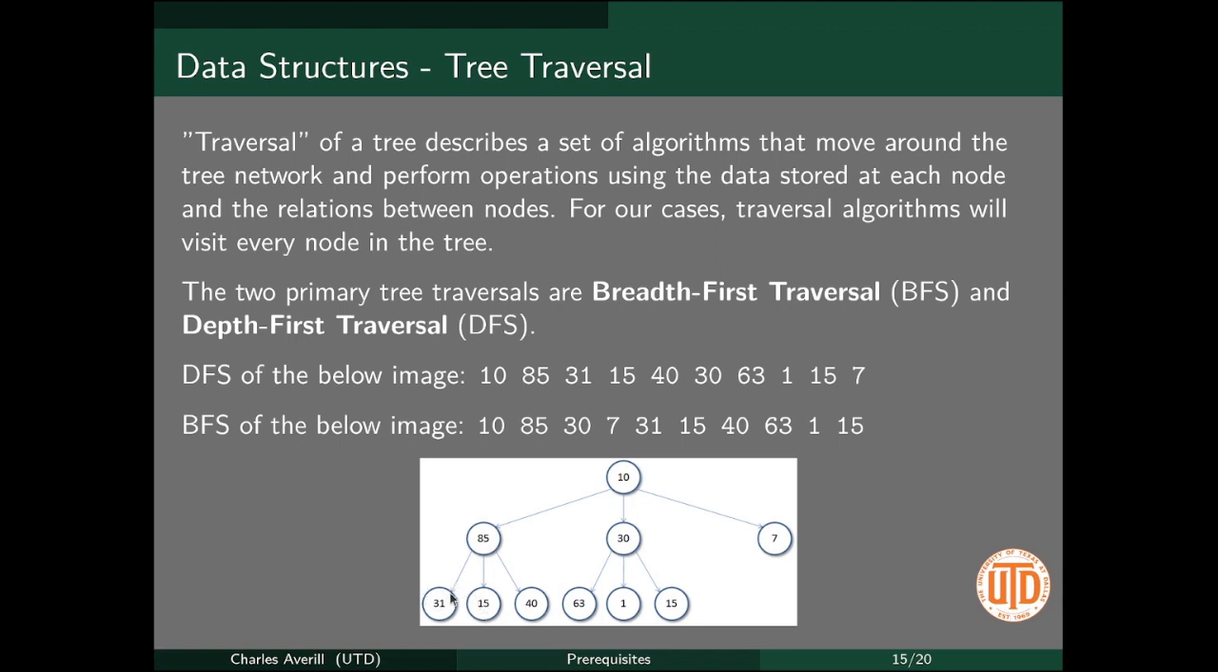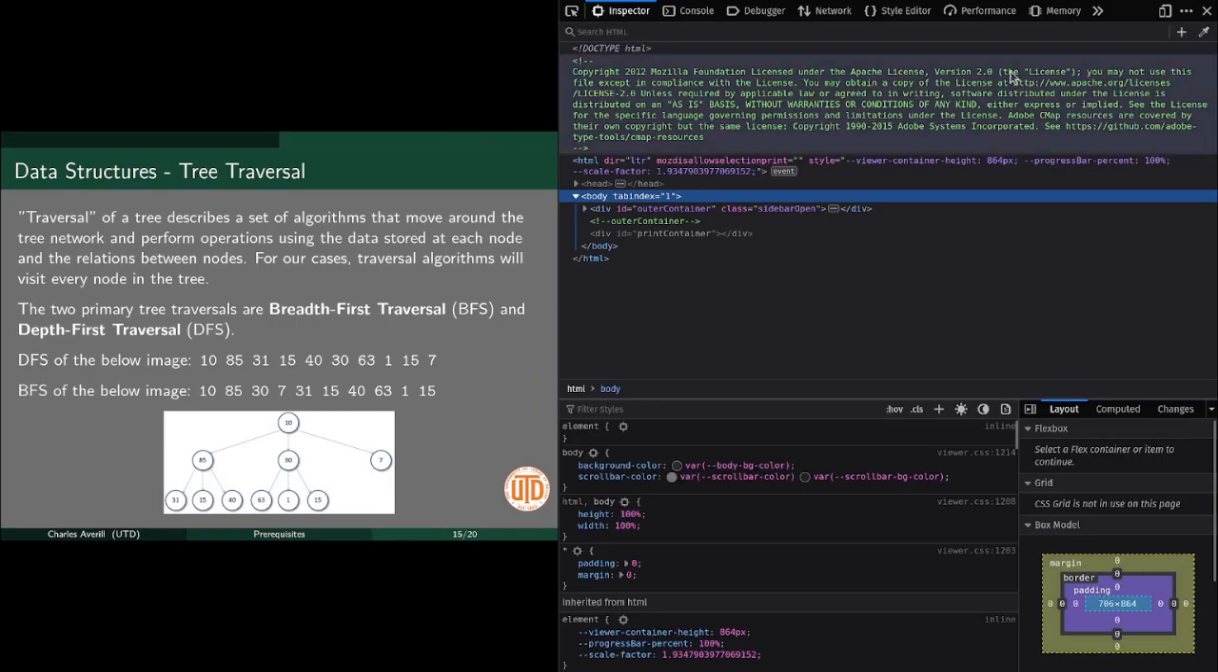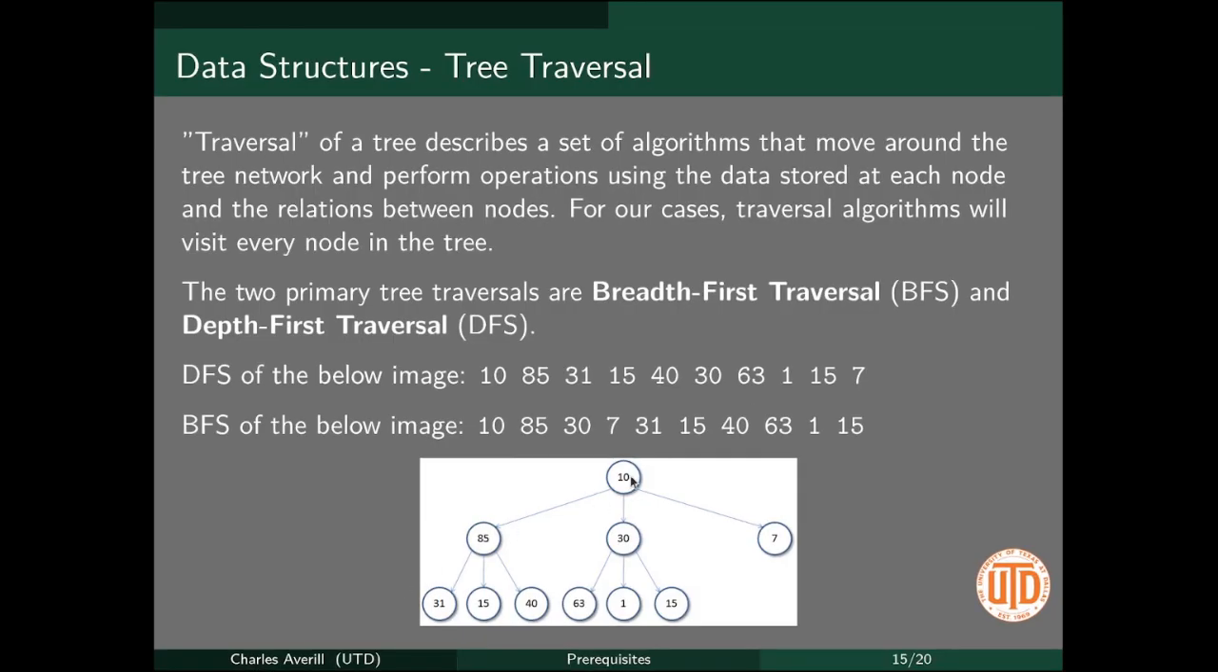So it's going to say 31, and then 15, and then 40. And then again, we're going to go back up. We're going to go back down to the next deepest, which is 30. And then we're going to go to 63, 1, 15, and then back up, and then down to 7. And there we go. We've traversed every node in the tree.